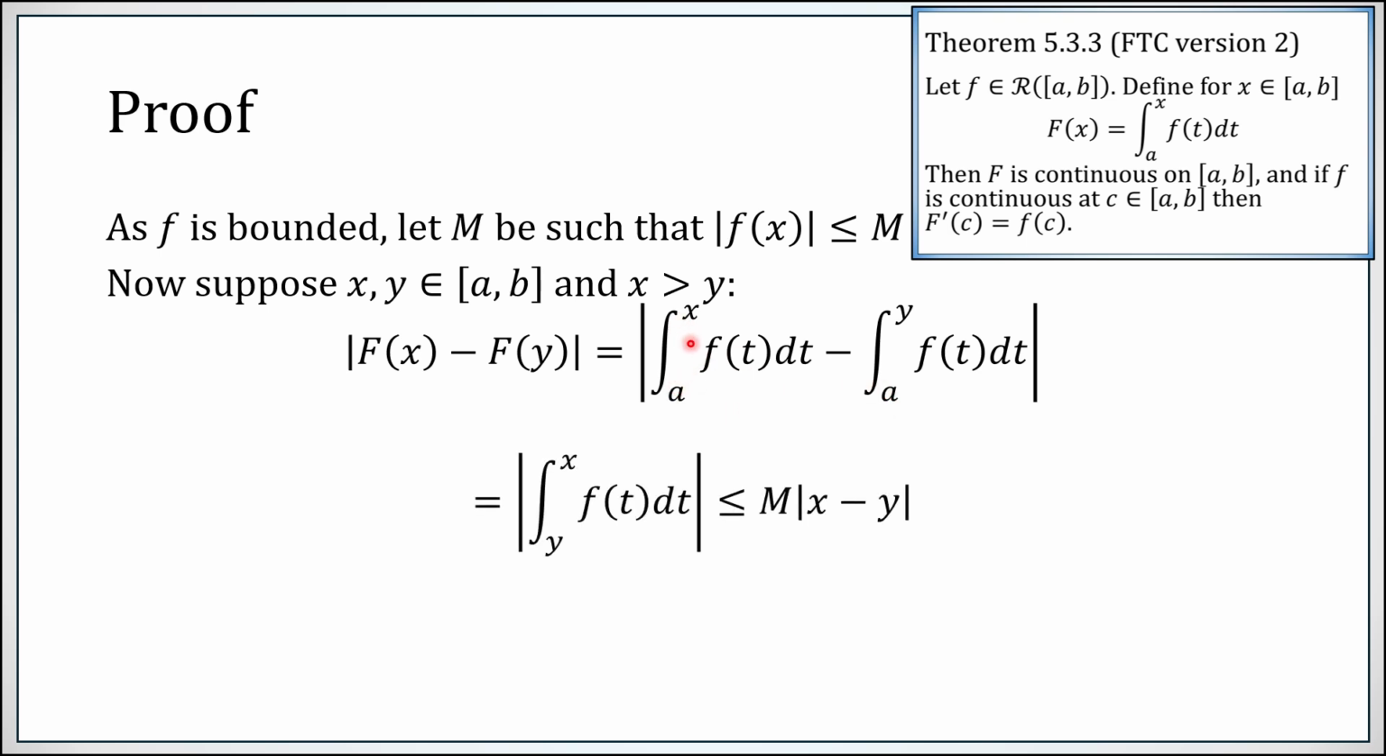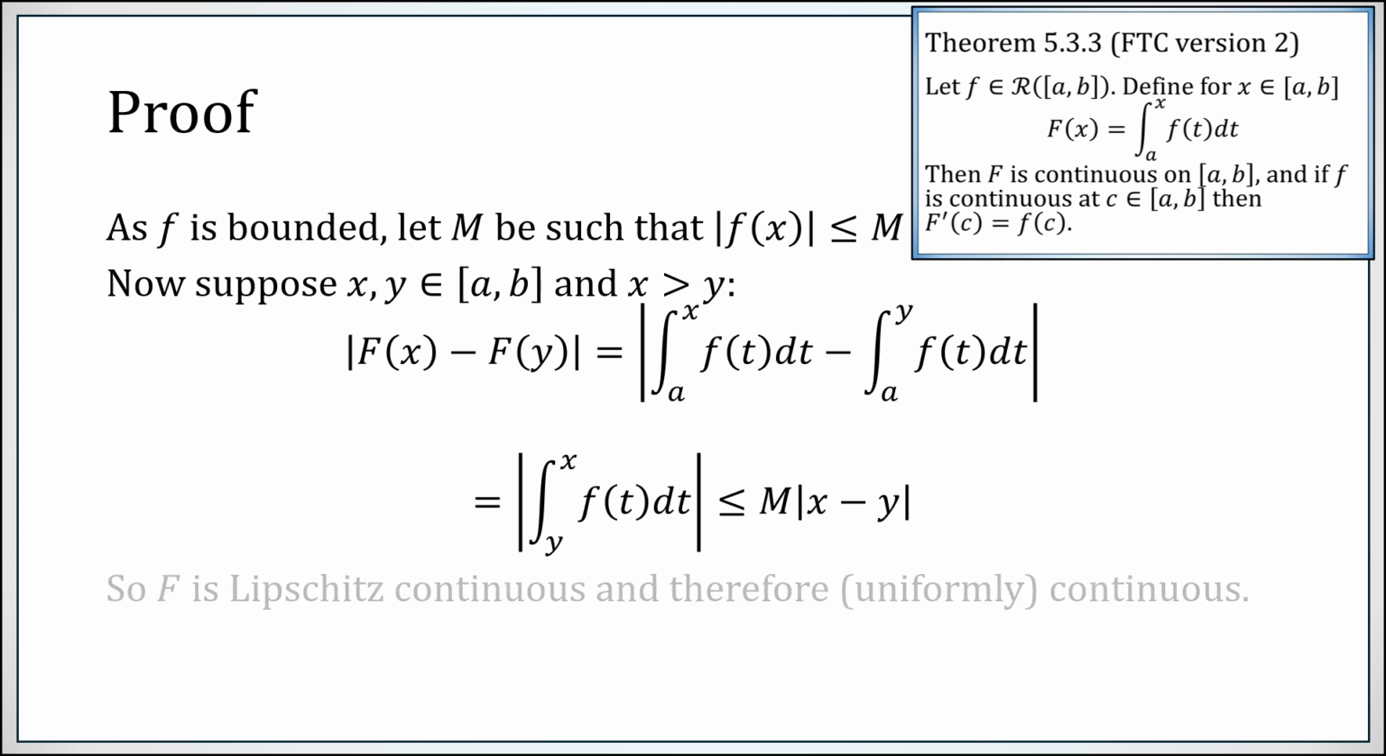However, recall that you can break intervals up into pieces and treat the integral additively. So the integral from a to x is equal to the integral from a to y plus the integral from y to x. So inside the absolute value here, we simply get the integral from y to x of f of t dt. But f in absolute value is less than or equal to M. So the absolute value of the integral is less than or equal to this M times the length of the interval, or the absolute value of x minus y.